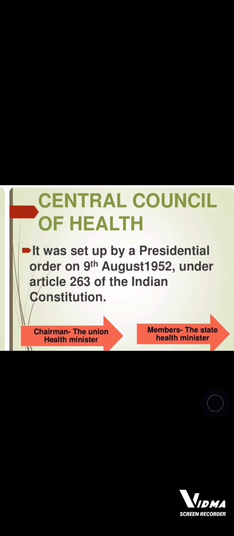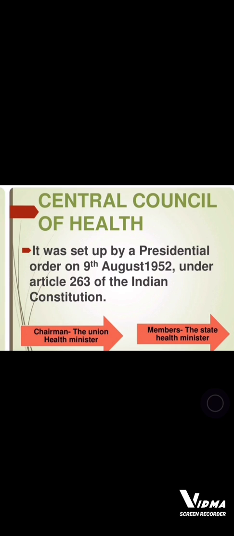So first we will see when the Central Council of Health was developed. It was set up by a presidential order on 9th August 1952 under Article 263 of the Indian Constitution. In the Central Council of Health there are 2 kinds of persons. In every council one chairman will be there. The chairman will be the Union Health Minister, or Health Minister of India.